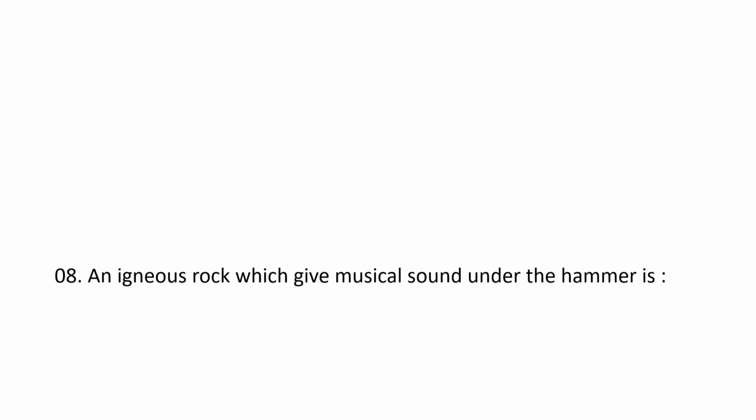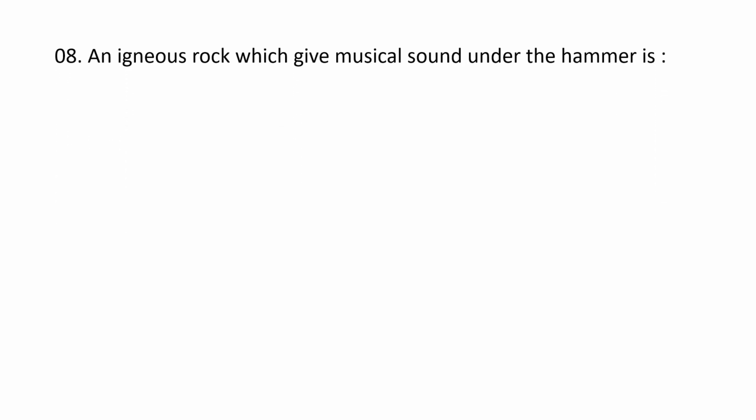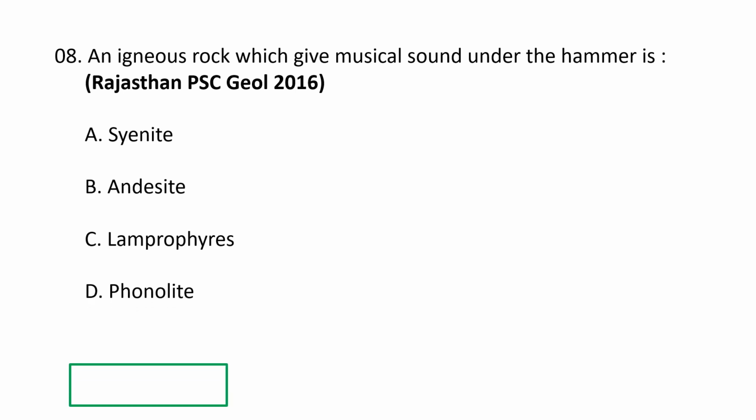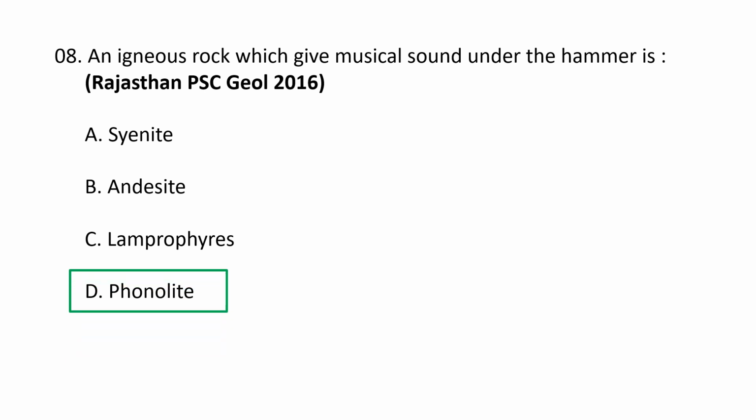Next question. An igneous rock which gives musical sound under the hammer is A. Cyanide, B. Andesite, C. Lamprophyre, and D. Phonolite. So the correct option is D. Phonolite. Phonolite is any member of a group of extrusive or volcanic igneous rocks that are rich in nepheline and potash feldspar. The typical phonolite is a fine grained and compact igneous rock that splits into thin tough plates which make a ringing sound when struck by a hammer, and hence the rock has the name phonolite. So D is the correct option.